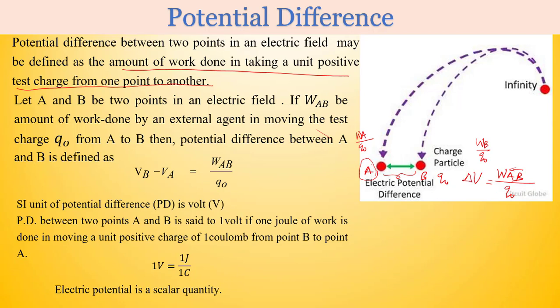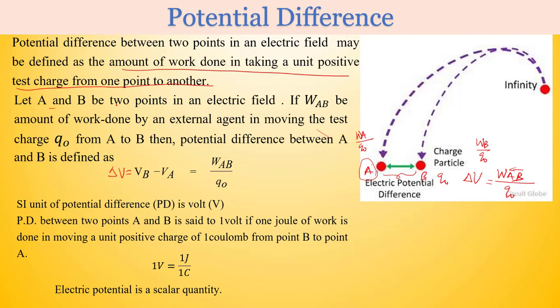So that we denote by delta V. So delta V is the difference in the work done when we are bringing a unit positive test charge from one point to the other point. You can also take the charge from here to here or from here to here. So the work done per unit charge when you are bringing a unit positive test charge from one point to the other point is called the potential difference between those points. So this we can write as VB minus VA, and that is delta V.